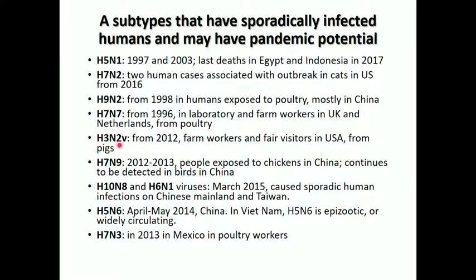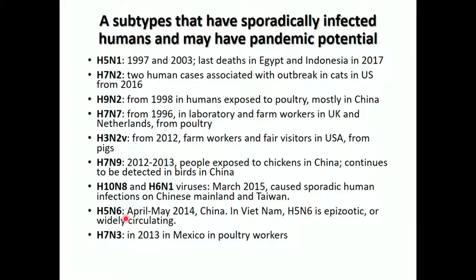H7N7, H3N2 variant. Human virus got into pigs, is getting back into people at fairs, at livestock fairs in the US. H7N9, another matter for concern, down to H7N3. Here's another one, H5N6. It is circulating in Vietnam.